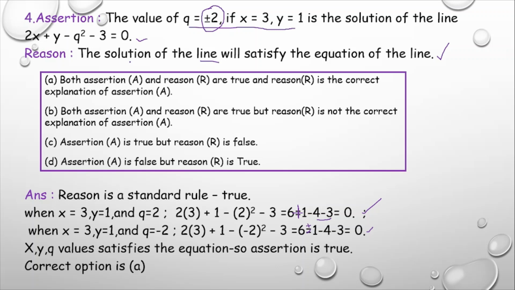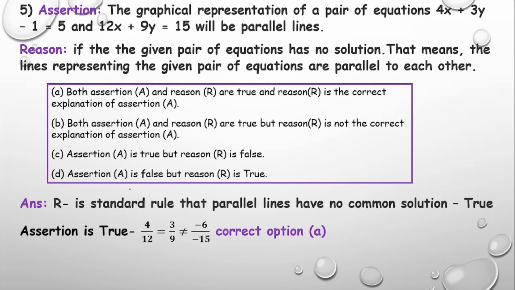When both the statements are true, you have to check the connection between them. The reason is telling that the point which lies on the line is a solution. Here we did the same thing. We checked the solution. So the reason is used in the assertion. The reason is a statement which is used in the assertion. So we go for option A.